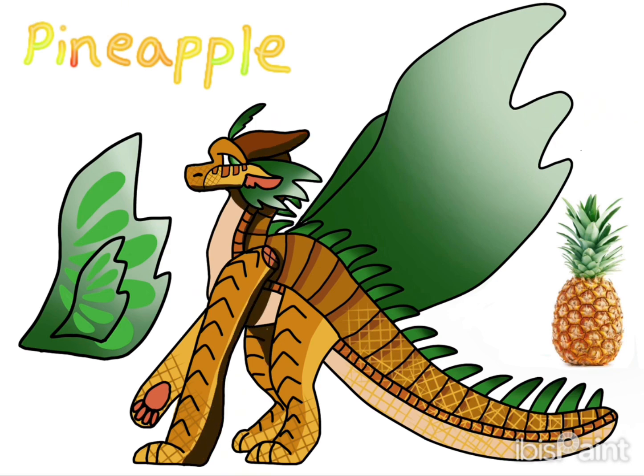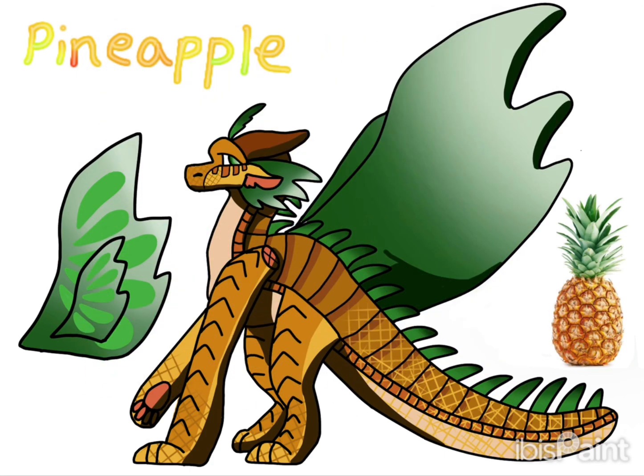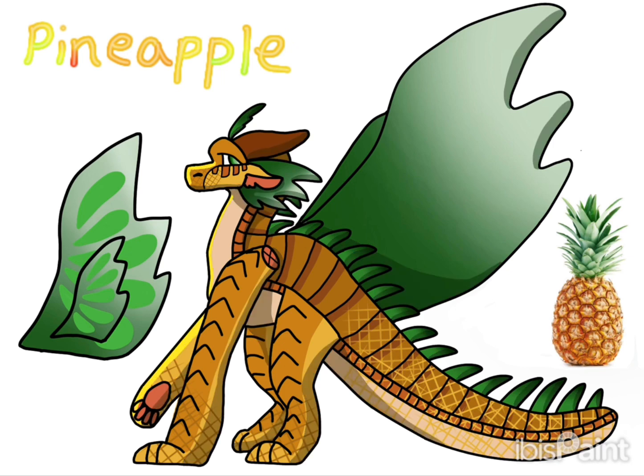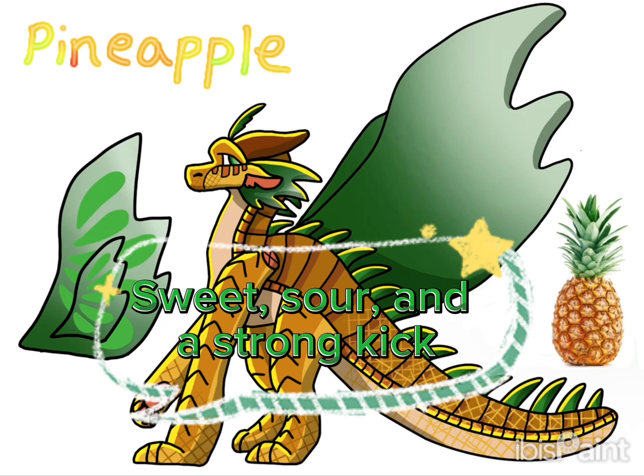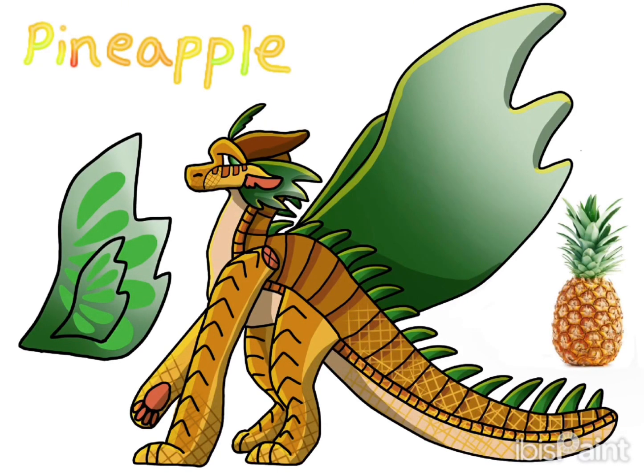And lastly, rule number 4, personality. You may think an object or thing may not have a personality, but honestly, they do. Like, think about the pineapple and how it tastes. It's sweet, but also very sour and has a strong kick to it. Doesn't it sound like a personality? The personality also connects with how you will draw your character.